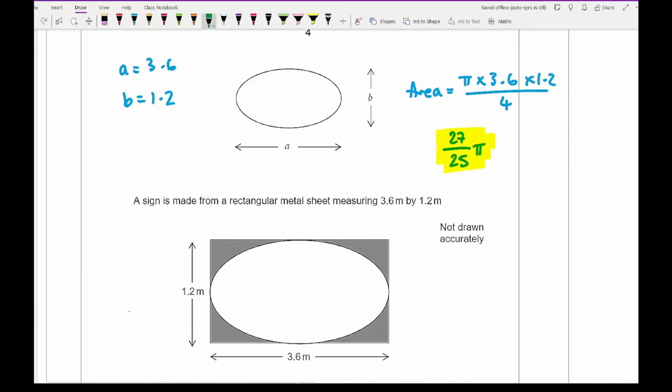So then what's left is for me to work out the area of the rectangle. And that's just simply going to be 1.2 times 3.6, which is 4.